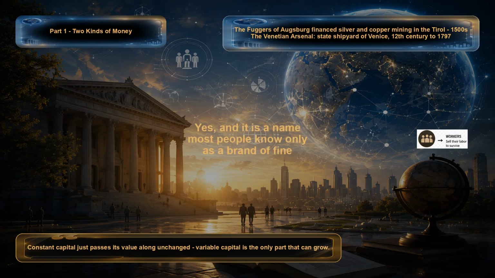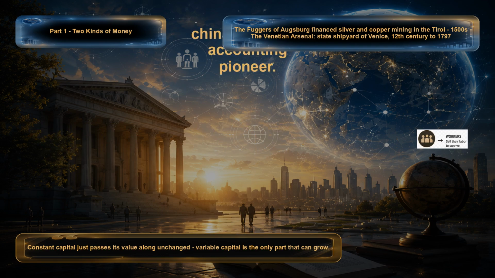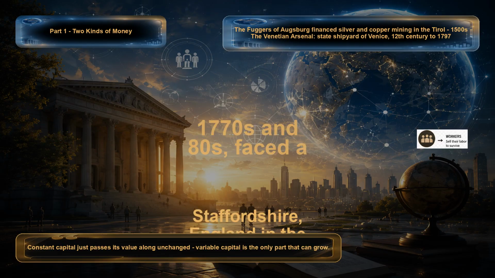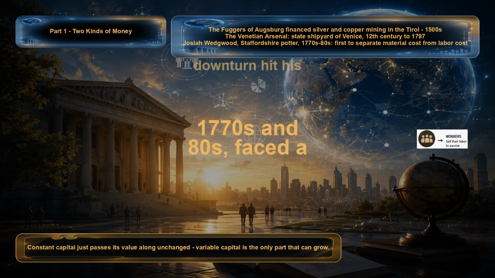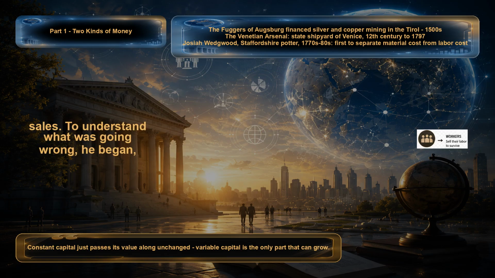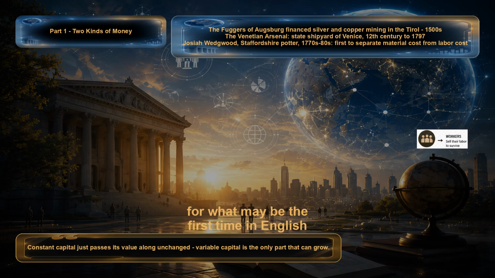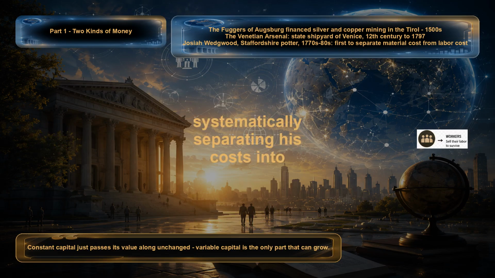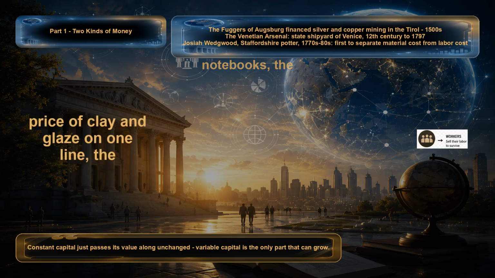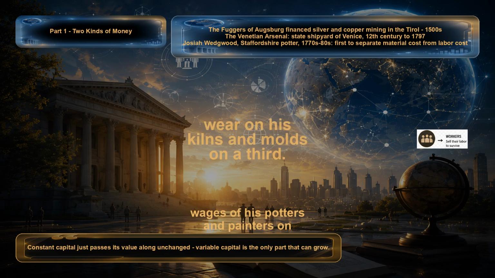Yes, and it is a name most people know only as a brand of fine china, not as an accounting pioneer. Josiah Wedgwood, founder of the Wedgwood Pottery Works in Staffordshire, England, in the 1770s and 80s, faced a genuine business crisis when a downturn hit his sales. To understand what was going wrong, he began, for what may be the first time in English manufacturing, systematically separating his costs into distinct categories in his private notebooks, the price of clay and glaze on one line, the wages of his potters and painters on another, the wear on his kilns and molds on a third.